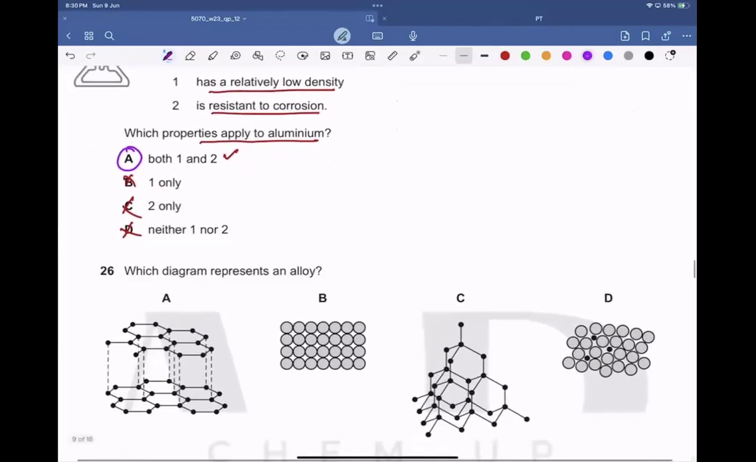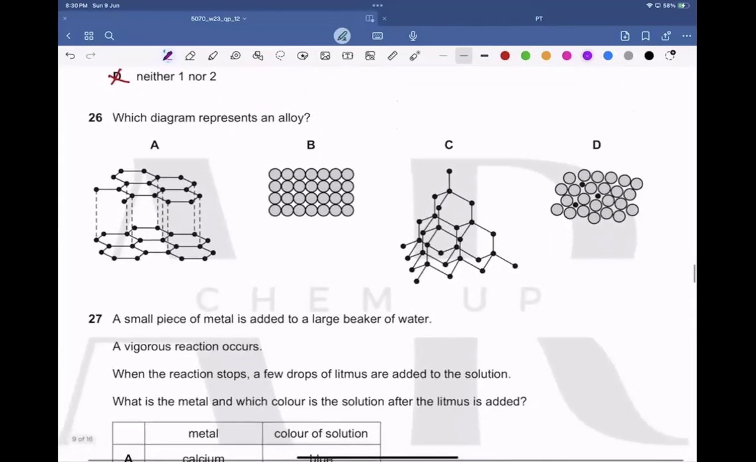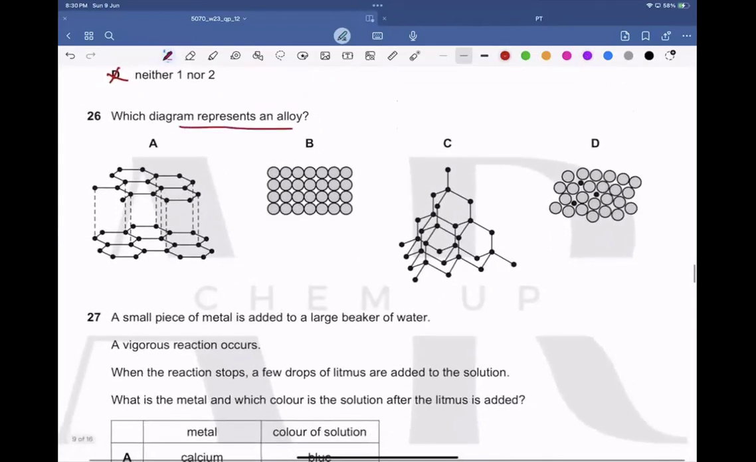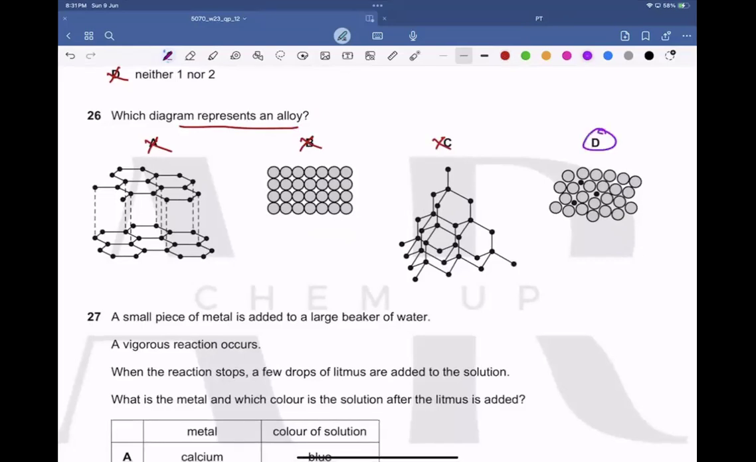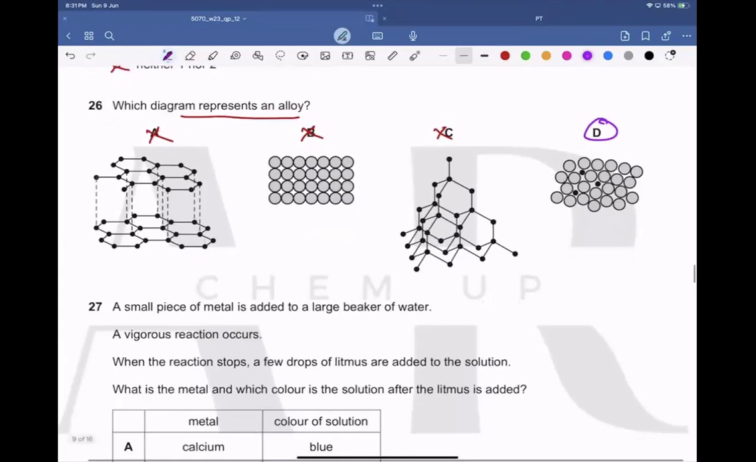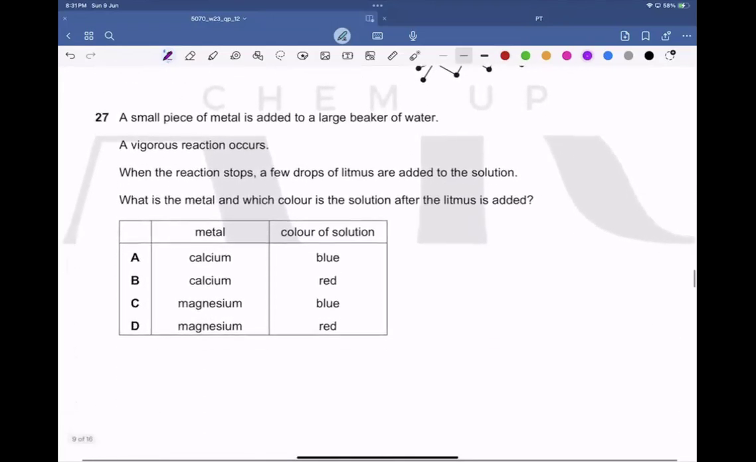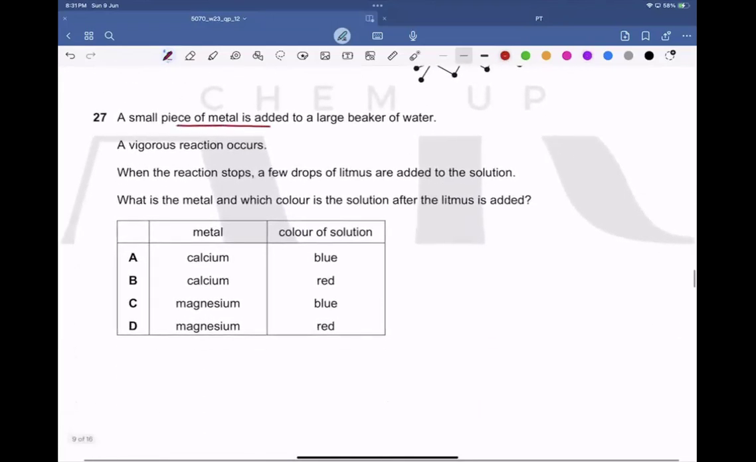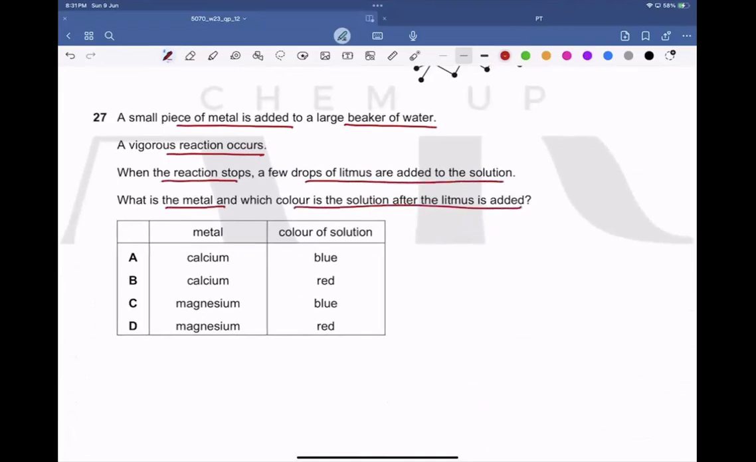Now, question number 26. Which diagram represents an alloy? So I think everyone knows A, B, and C are wrong and D is the correct one because alloys are different atoms. So different atoms have a different size. Question number 27. A small piece of metal is added to a large beaker of water. A vigorous reaction occurs. Okay. When the reaction stops, a few drops of litmus are added to the solution. What is the metal and which color is the solution after the litmus is added?